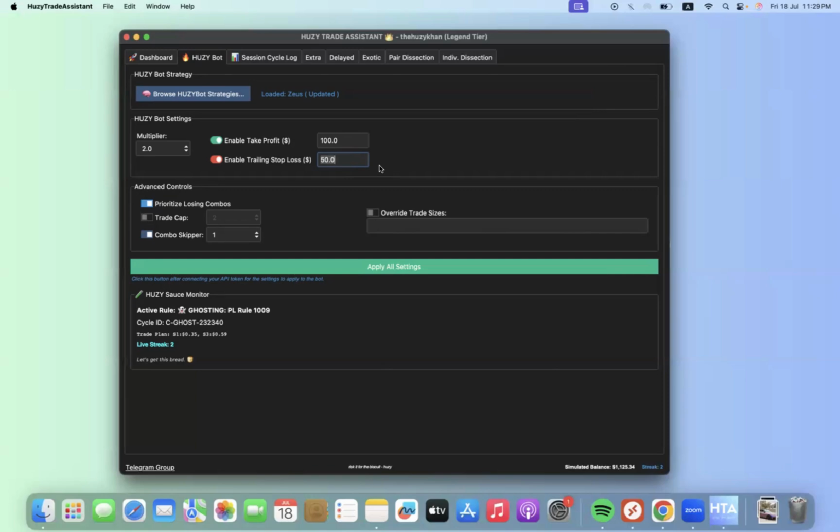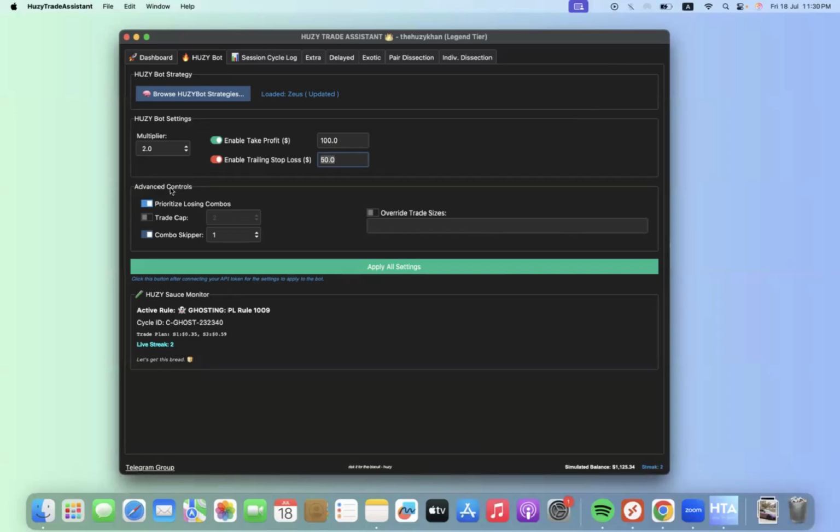So 70 minus 50, 20, right? So you went to 1020. As soon as you went there, it's going to stop trading. That's how the trailing stop loss is going to work. If your take profit is higher, the stop loss is also going to be trailing right behind it. The take profit is going to be determined from your peak. The trailing stop loss is going to be determined from your peak balance till whatever it falls to, which you have specified over here. Now, heading over to the advanced controls.